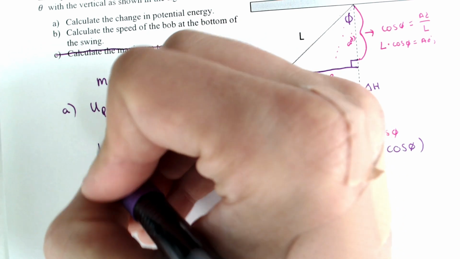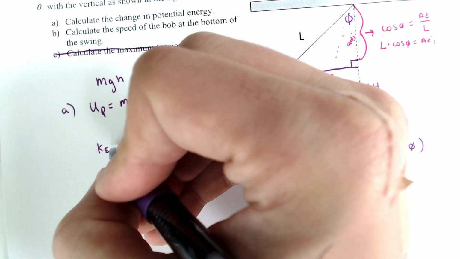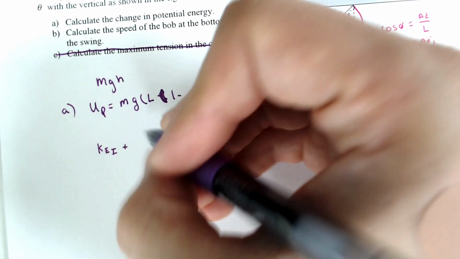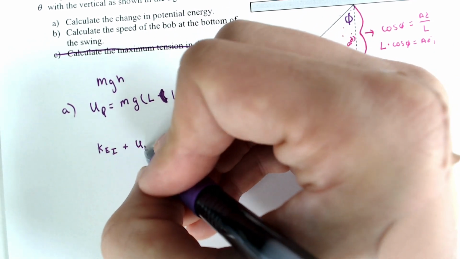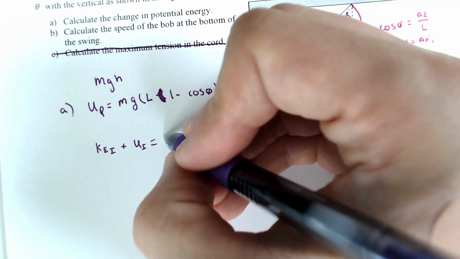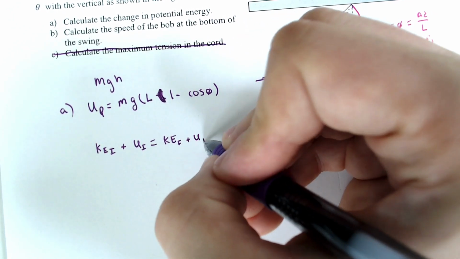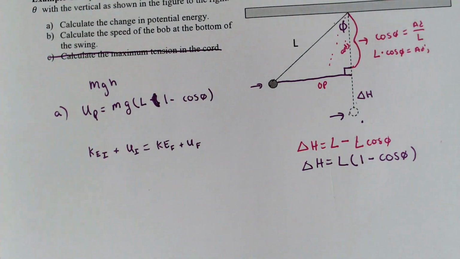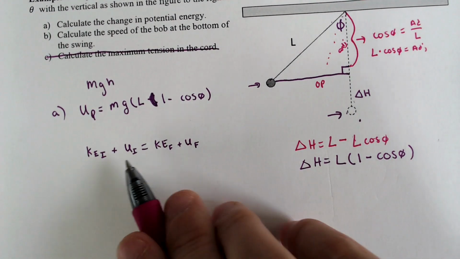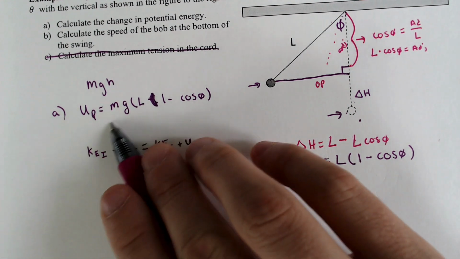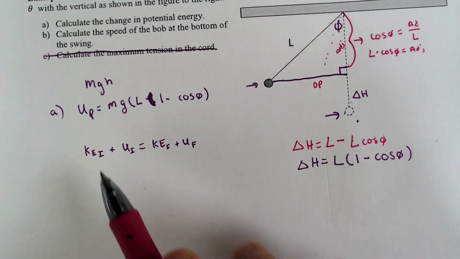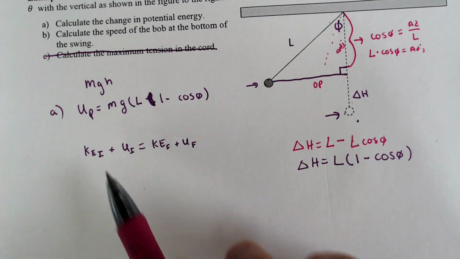The change in kinetic energy, your kinetic energy initially, and then our potential energy initially must equal our kinetic energy final plus our potential energy final. Okay, so with that in mind, we know that the change in potential energy was this stuff, so we're going to plug that in. We also can know our kinetic energy initial and some other stuff.